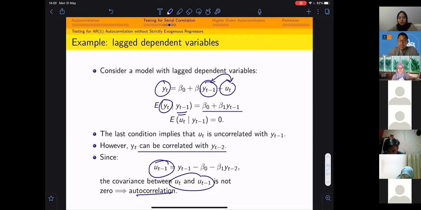Again, having serial correlation is not a sin. It's a feature of the data. So the question is how you approach the modeling to accommodate the fact that there is serial correlation, or autocorrelation, in the data. That's going to be the strategy.